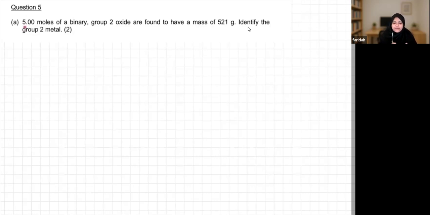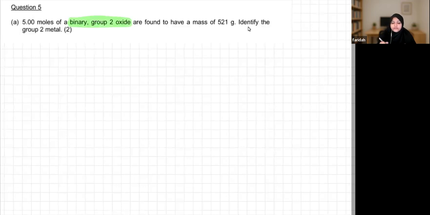So we have 5 moles of a binary group 2 oxide, which is found to have a mass of 521 grams. And they ask us to identify the group 2 metal. First, we have to understand what is meant by a binary group 2 oxide.